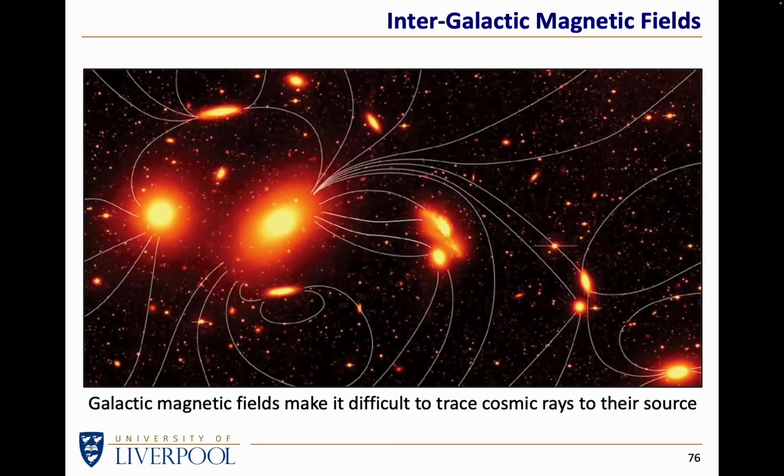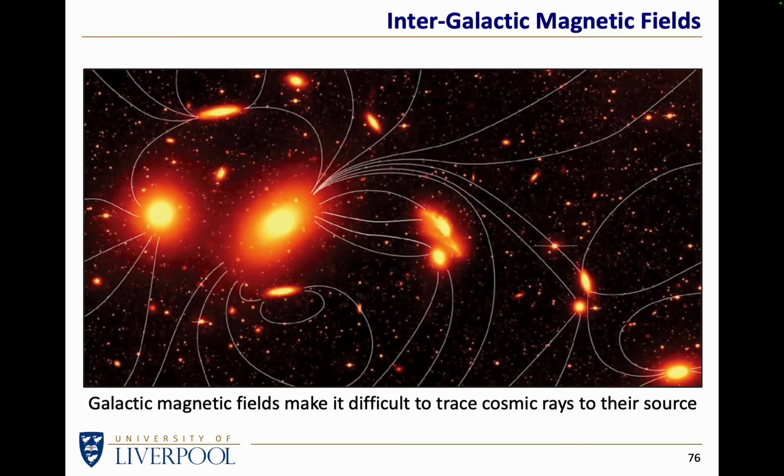When we start talking about what's going on between galaxies, it's even more complicated. We don't necessarily have a whole load of dust that allows us to track what the magnetic field between galaxies actually looks like. So this is, again, just an artist's impression. We've got no real idea of what those magnetic fields are.